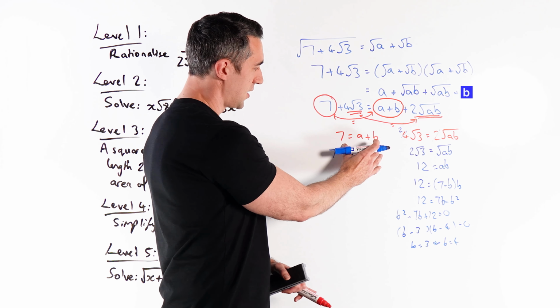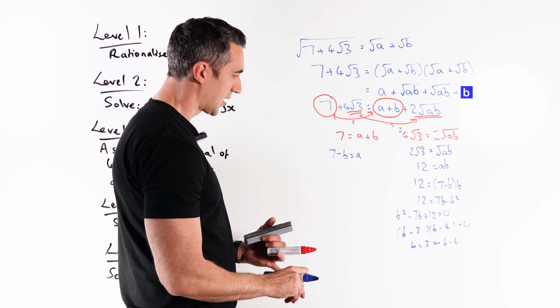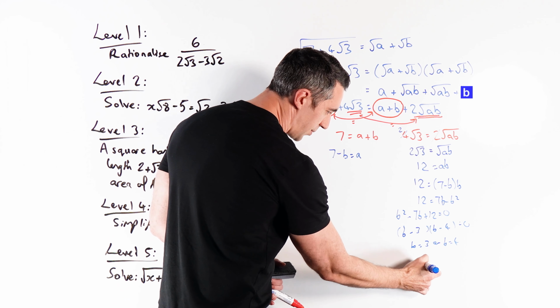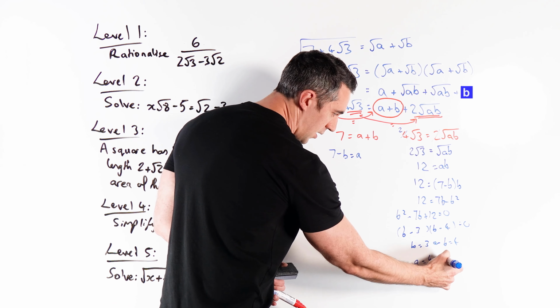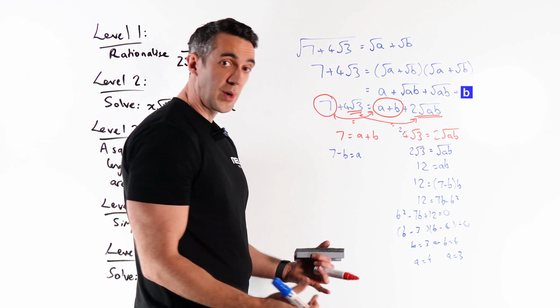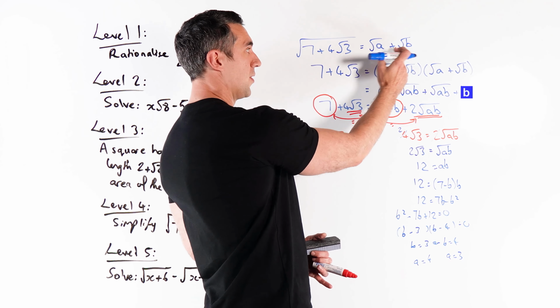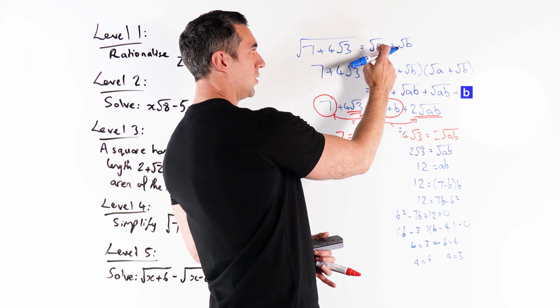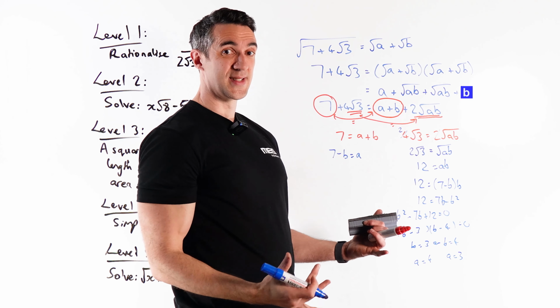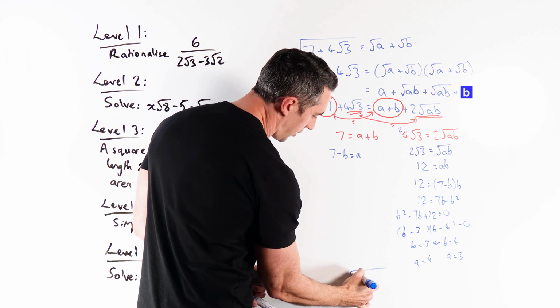If I go back to my 7 equals a plus b, or even my a equals 7 minus b, I can then say that a would be 7 minus 3, or 4, or a would be 7 minus 4, which is 3. So our two values are 3 and 4, and it doesn't actually matter which one's a or b, because remember up here where we wrote it, root 3 plus root 4, or root 4 plus root 3 is the same thing.